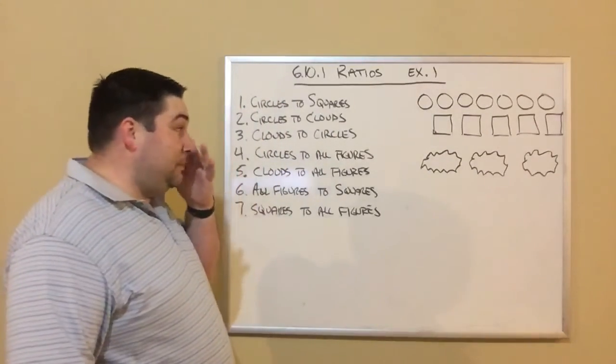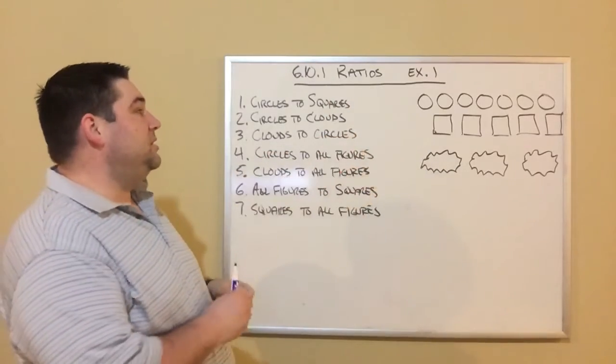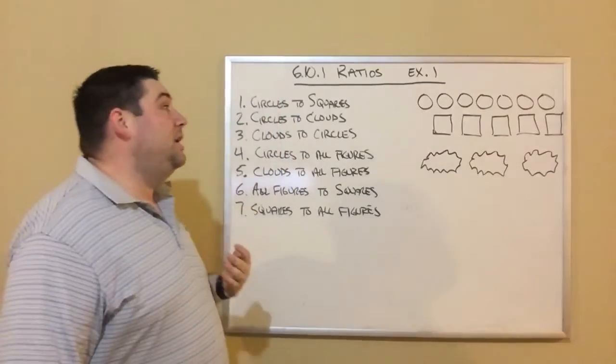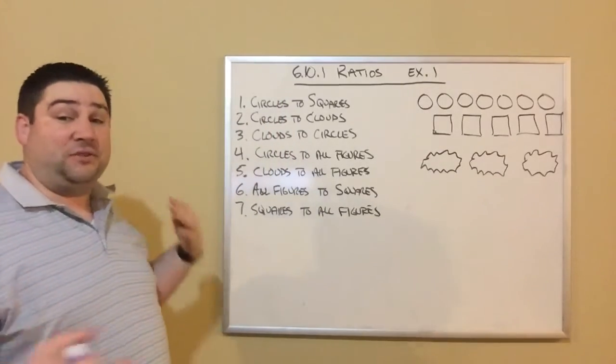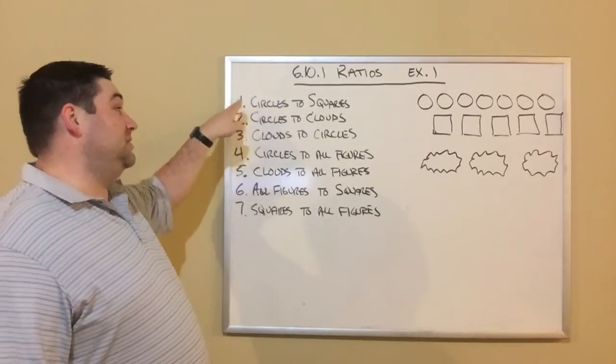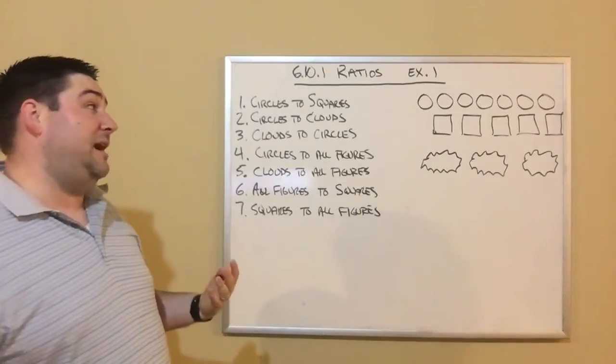So in this example, you can see my beautiful drawing. You should have that in your notes there. You can see that there's a bunch of circles, a bunch of squares, and a bunch of clouds. And we're asked to write ratios of different comparisons. So number one is asking us to write a ratio of circles to squares. We're comparing the number of circles to the number of squares.